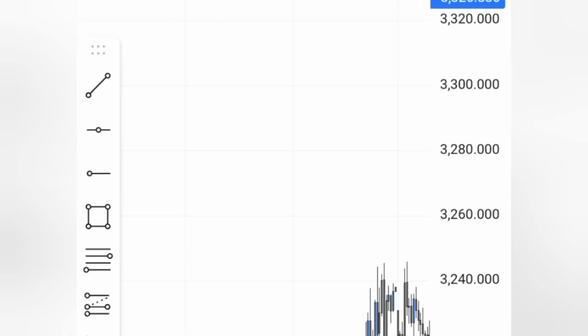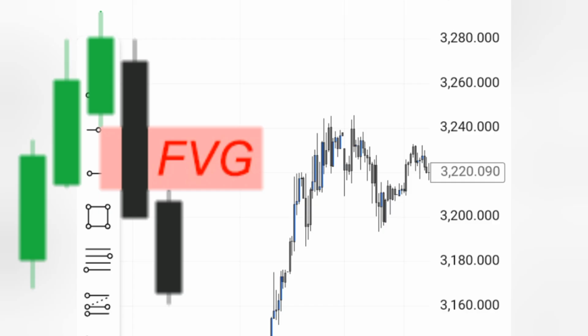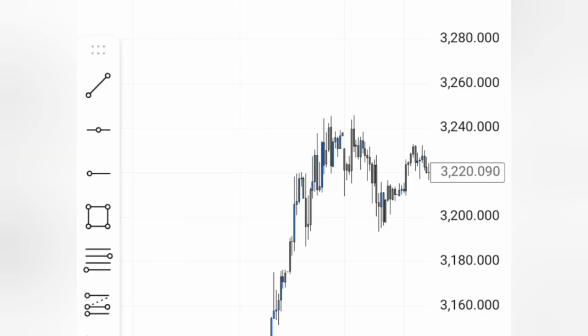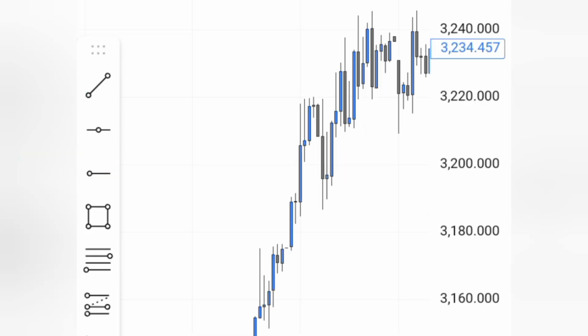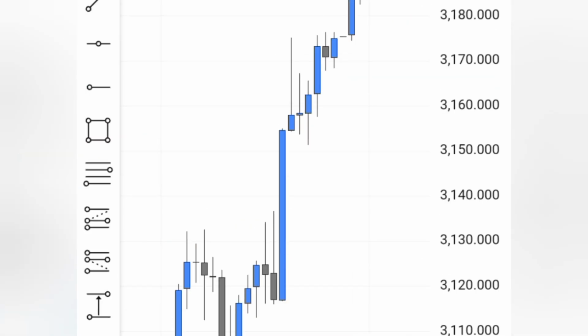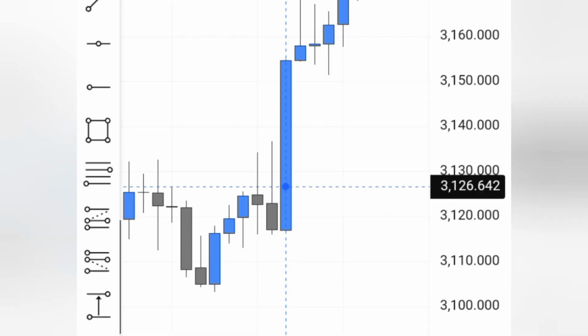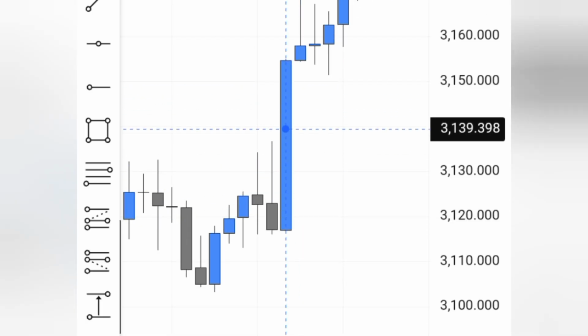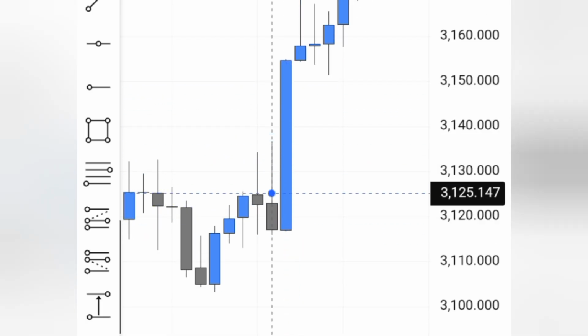So now, a fair value gap is a three-candle pattern where a large momentum candle's wicks do not overlap with the surrounding candles. For example, guys, I want to show you what a fair value gap is. This one you see here is a large momentum candle.